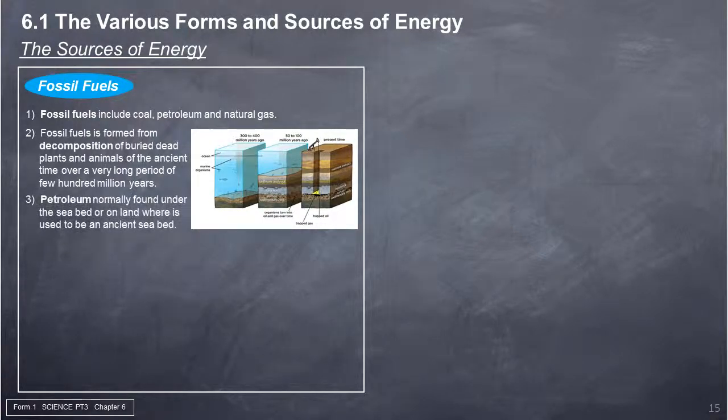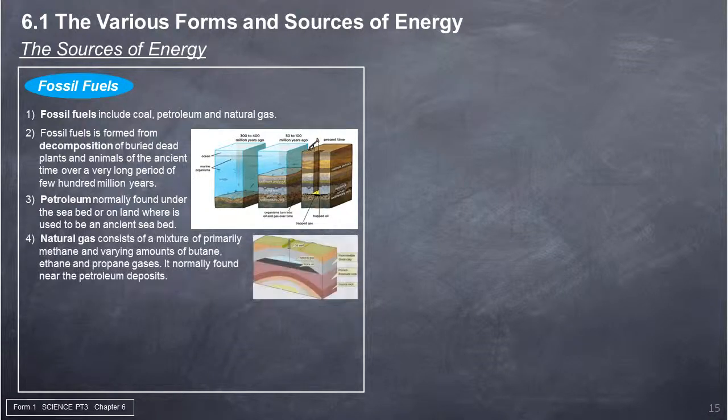3. Petroleum is normally found under the seabed or on land that used to be an ancient seabed. 4. Natural gas consists of a mixture of primarily methane and varying amounts of butane, ethane, and propane gases. It is normally found near the petroleum deposits.